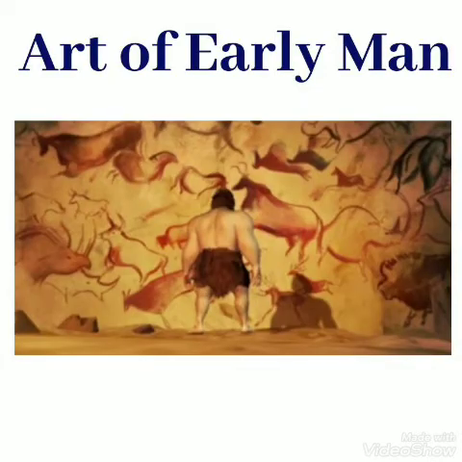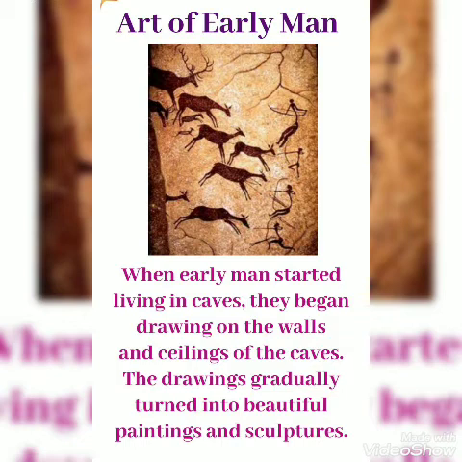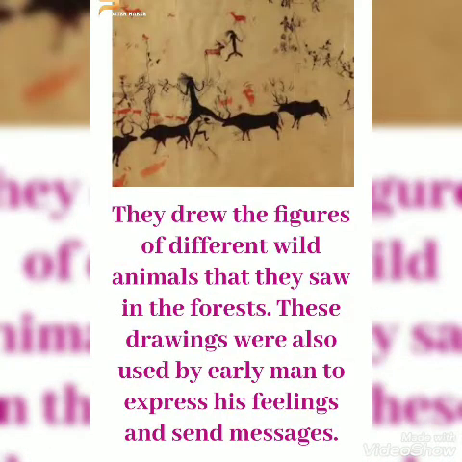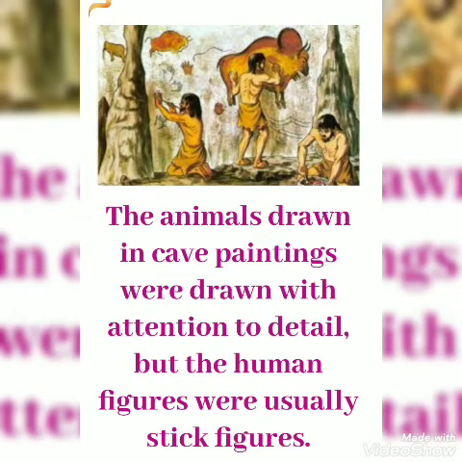Art of early man. When early man started living in caves, they began drawing on the walls and ceilings of the caves. The drawings gradually turned into beautiful paintings and sculptures. They drew the figures of different wild animals that they saw in the forest. These drawings were also used by early man to express his feelings and send messages. The animals drawn in cave paintings were drawn with attention to detail, but the human figures were usually stick figures.